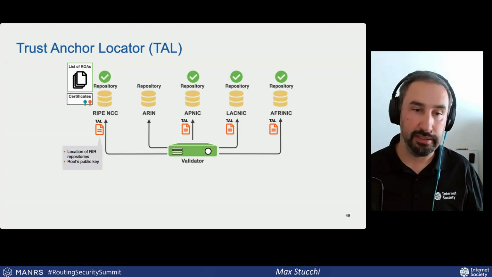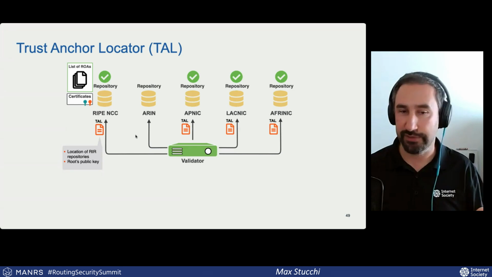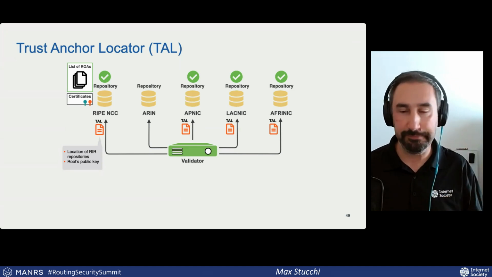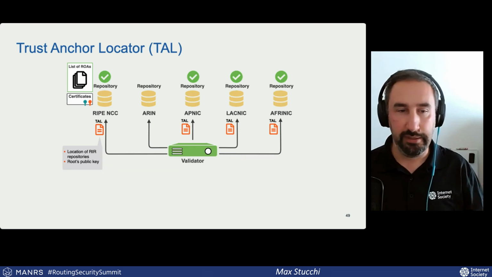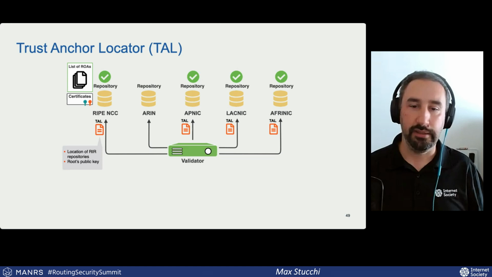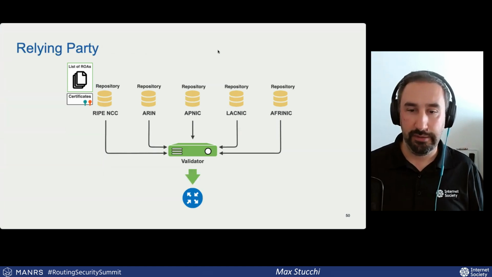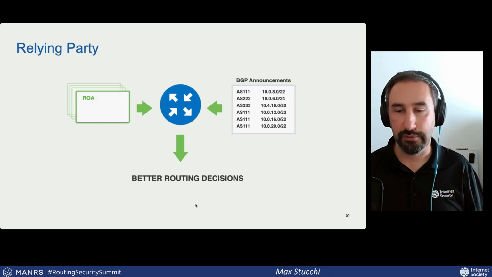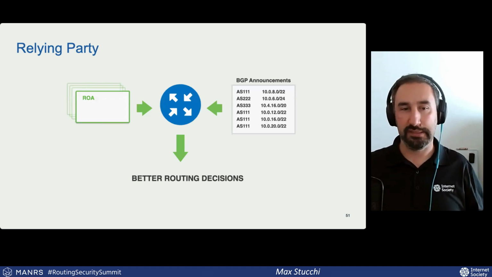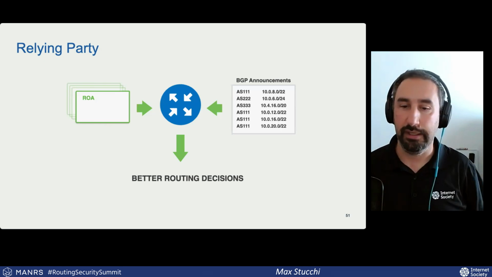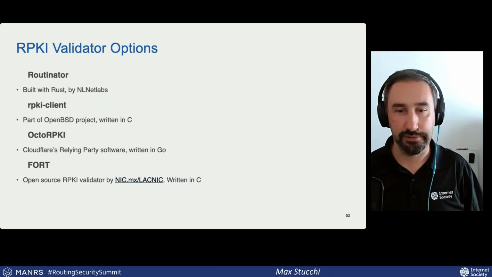downloaded by the validator. So the TAL file points you to where the repository is, which server, and what the latest public key is for that repository. And then you download all the data into the validator. The validator does all the calculations, and then it provides that data to the router. So the router gets BGP announcements on one side, ROAs on the other, and when you match the data between the two, it helps get better routing decisions.